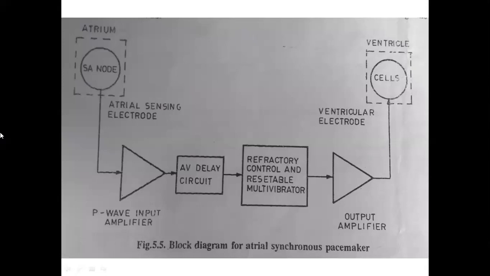It is also used as a temporary pacemaker for atrial fibrillation. Similar to ventricular fibrillation, atrial fibrillation can occur. To reduce that effect, we can use this atrial synchronous pacemaker. So these are the four types of pacemakers.